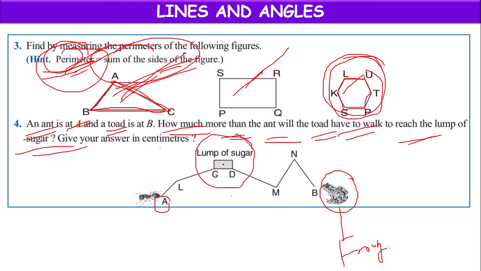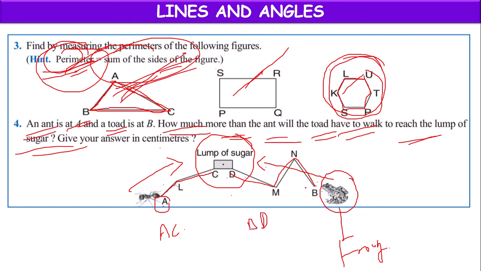Now the question is, the ant has to reach the sugar, and the toad or this frog also has to reach the sugar. This ant is going in this path from A to L, L to C. And this toad is going in this path BN, NM, MD. And this AC length and this BD length, you have to find out.